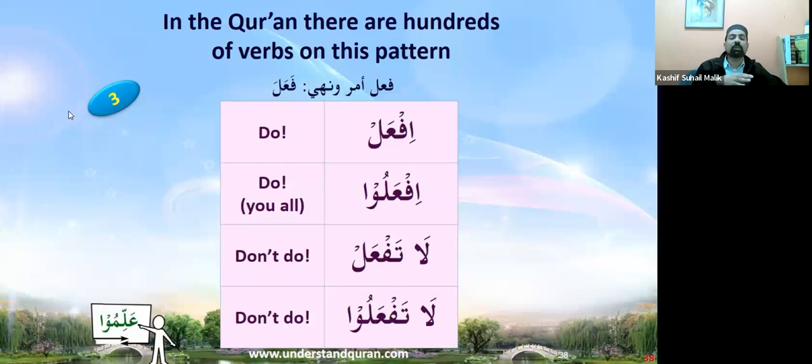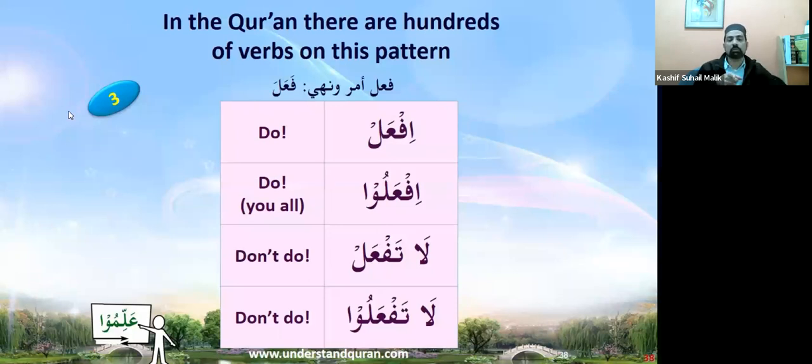Now everybody, I will say out the Arabic words and you all will do the actions. Then I will do the actions and you all will say out the words. So first I'm going to say the Arabic words and you're all going to do the actions. If'al, do. If'alu, you all do. La taf'al, do not do. La taf'alu, don't do you all. Okay, now I'm going to do the actions. You're going to say the Arabic and translation.